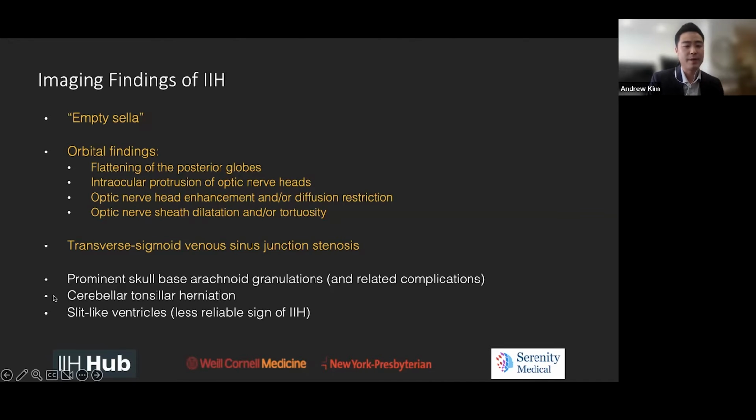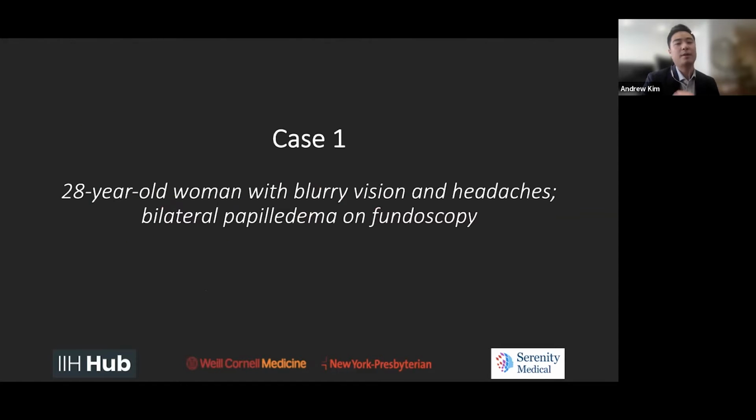And finally, we have these white colored findings that we'll also go through some of, but those are less common. They can definitely be seen, so things that you want to keep in mind when you're looking at imaging. Those are prominent skull-based arachnoid granulations, and they have certain related complications that we'll go through. Cerebellar tonsillar herniation, as well as slit-like ventricles, which are a somewhat less reliable sign of IIH, but something you can sometimes see, specifically slit-like lateral ventricles. So at this time, we'll walk through 4 different patient cases that will show a different combination of these findings. So let's do that now.